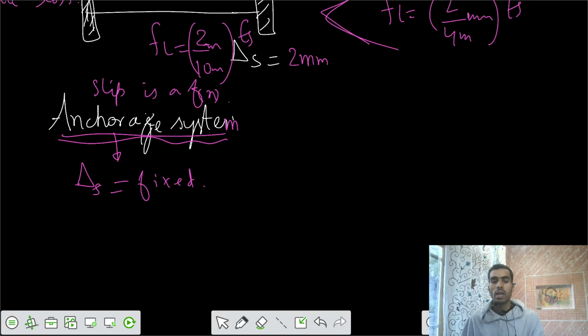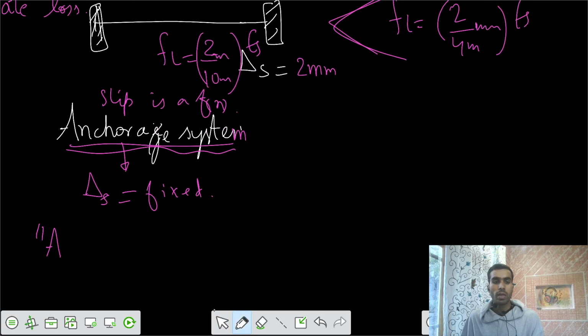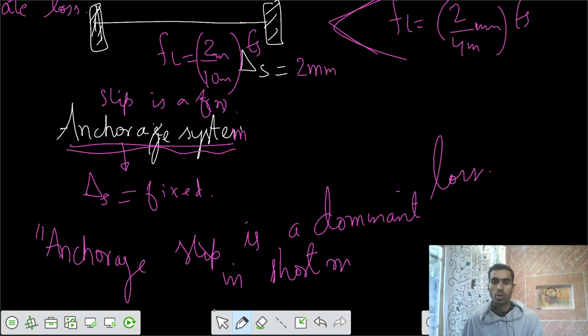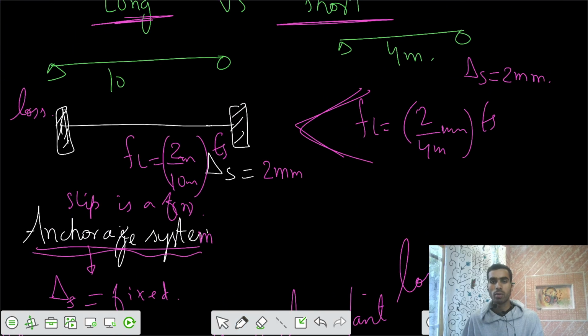So anchorage slip is a dominant loss. It is a dominant loss in short members.